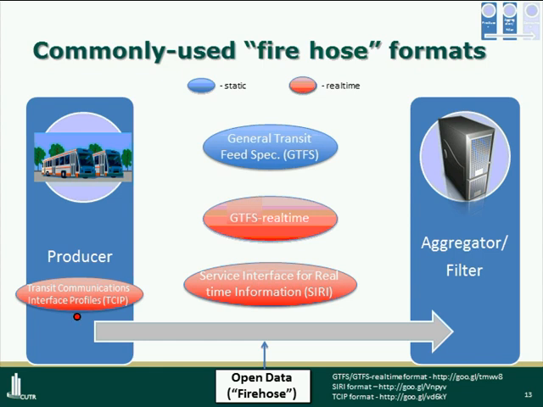You'll notice here that we do have the Transit Communications Interface Profiles, or TCIP, on the left. However, TCIP was really designed more for the open architectures that we talked about earlier. Open architectures are typically implemented within the producer's information system, for example, to send information between the buses and the AVL server. So we include TCIP more in this producer tier, and it's typically not a fire hose format that would be accessed by developers in between the layer of the producer and the aggregator or filter.